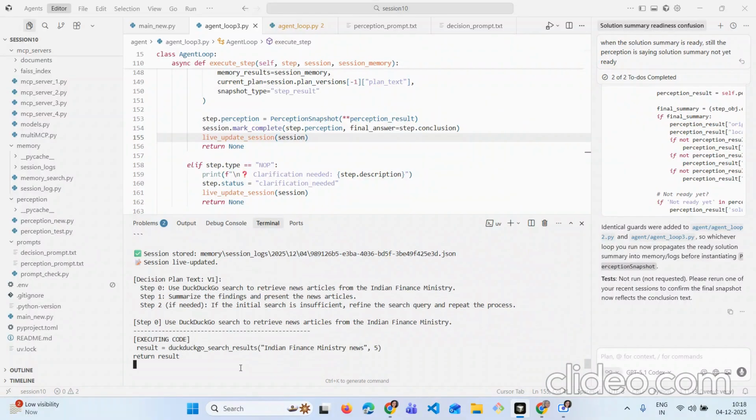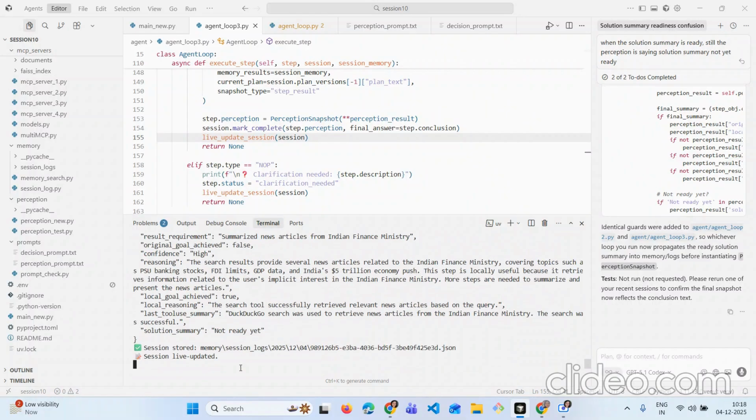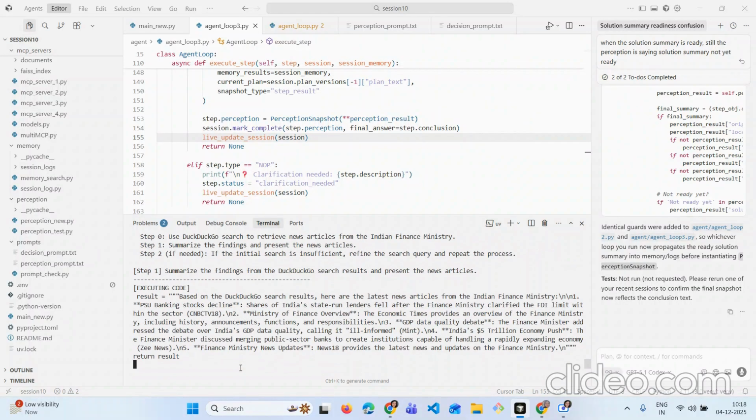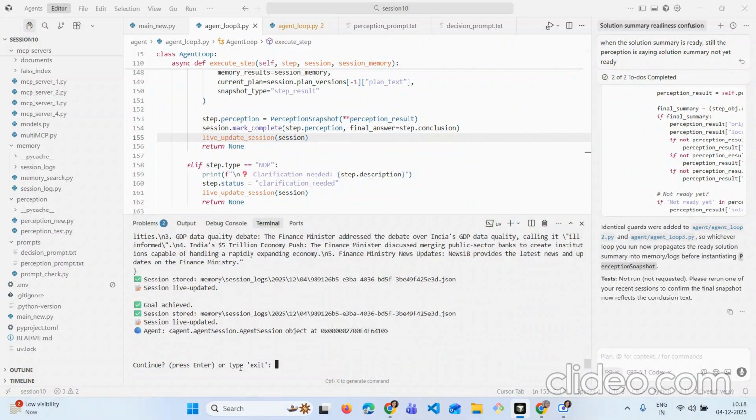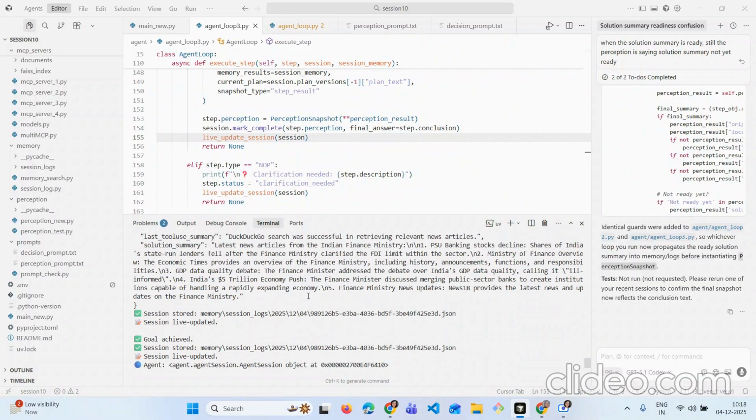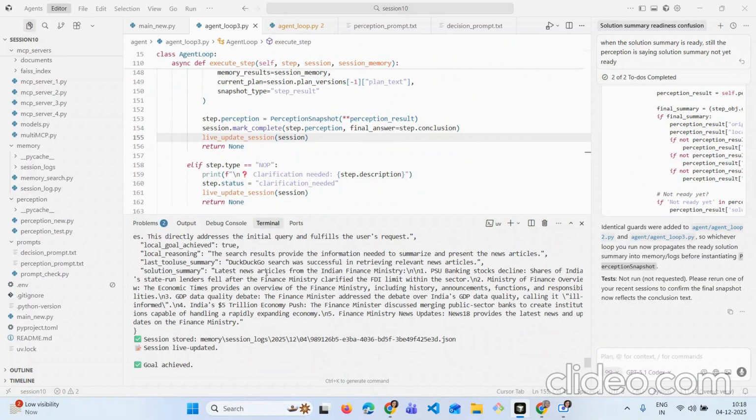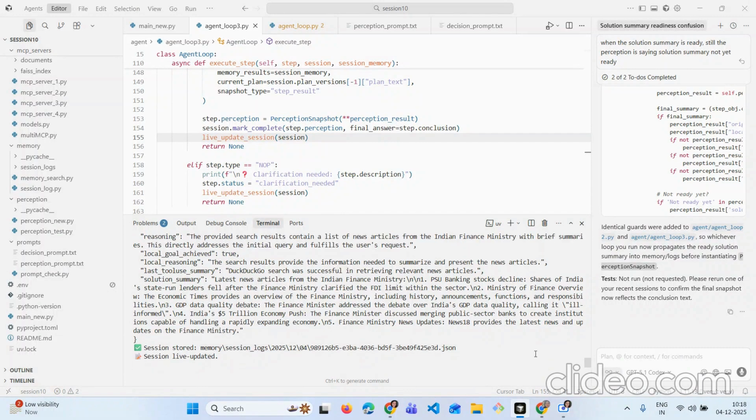So iteratively, the decision, the planning agents, the perception agents are being called to extract the news from Indian Finance Ministry, and we see that yes, here is the solution summary. We have got the news from Indian Finance Ministry. So that's how an autonomous agent really works at hand.